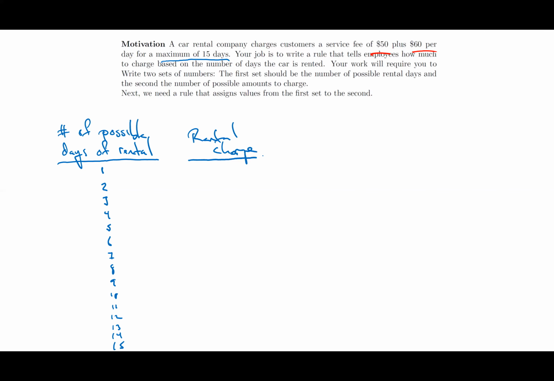Okay. Well, for 1 day, the rental charge would be the $50 plus the 60 per day. So 50 plus 60 is 110. For 2 days, you've got the $50 service charge plus the $60 for 2 days. So 60 times 2 is 120. Here you'll have 170. So go ahead and fill out this chart. Go all the way down. You might want to pause it, but I want to know what all the possible rental charges are. Okay, so go ahead and pause and do that.